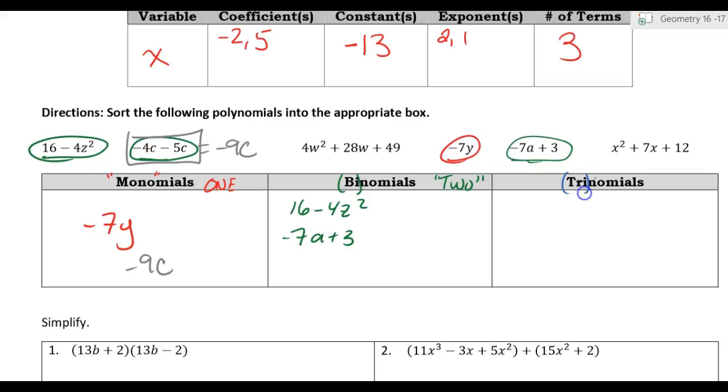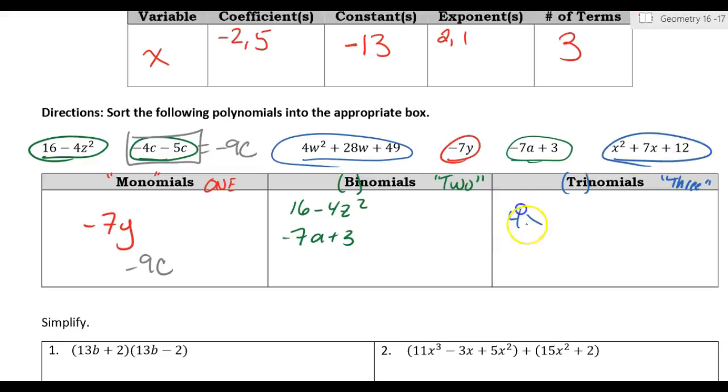The third grouping we're going to do is trinomial, which means 3, as in triangle or tricycle or anything like that. So that's the remaining ones. 4w squared plus 28w plus 49, and x squared plus 7x plus 12. So those are our 2 trinomials, having 3 terms in there. Anything over 3 terms is just referred to as a polynomial. We do not have a special name for it.